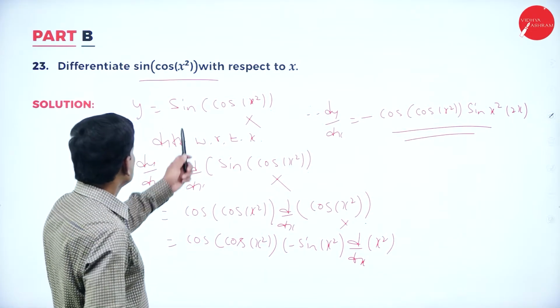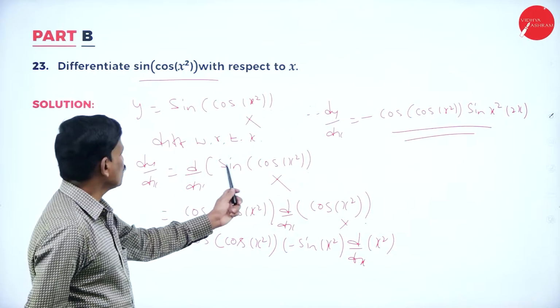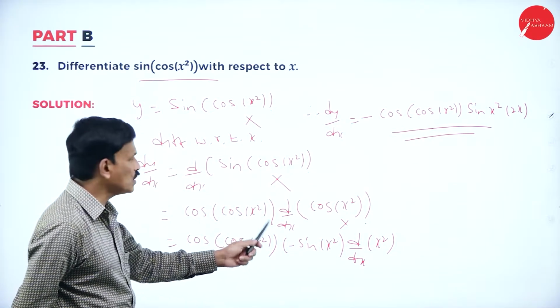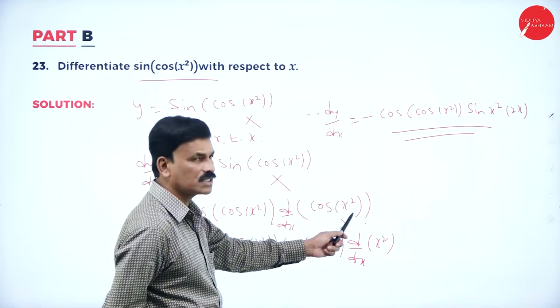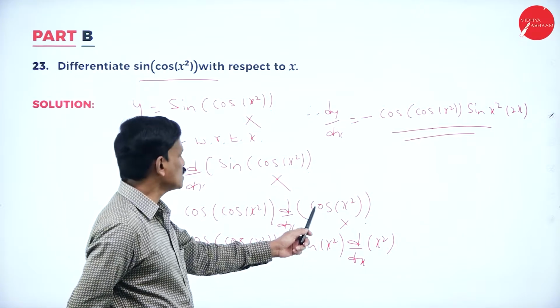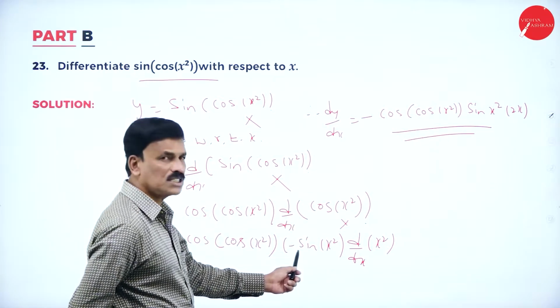See here. Consider this function as x. Differentiation of sin x is cos x, instead of x the entire term cos x square, into d by dx of the inside function cos of x square. Cos of cos x square as it is. Again this is considered as cos x. Differentiation of cos x is minus sin x.